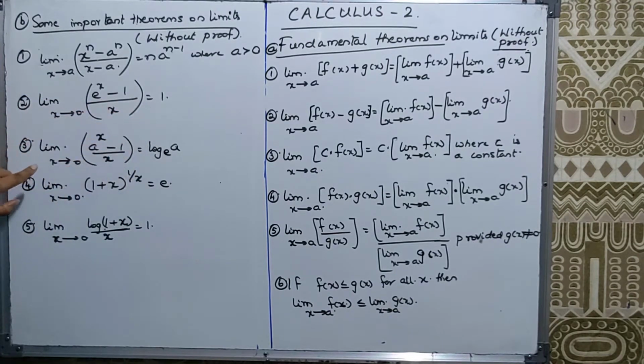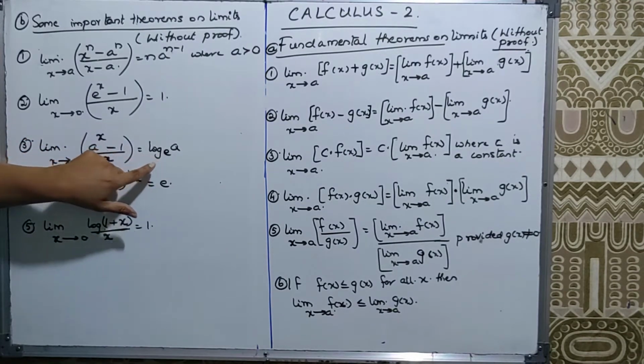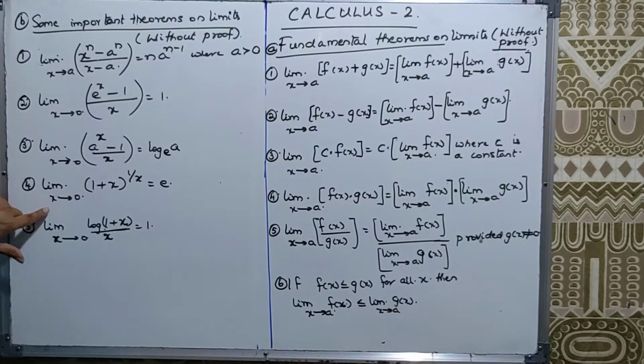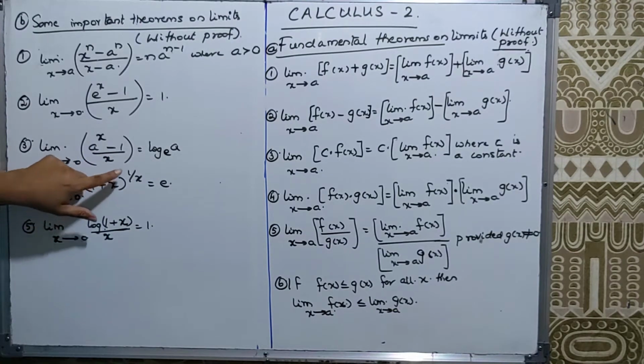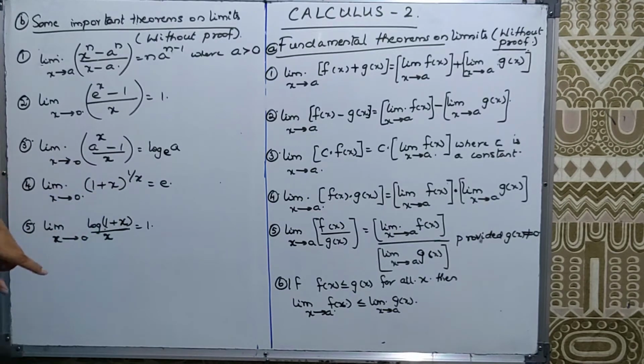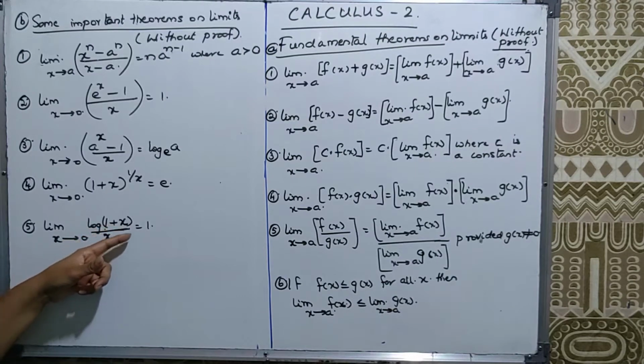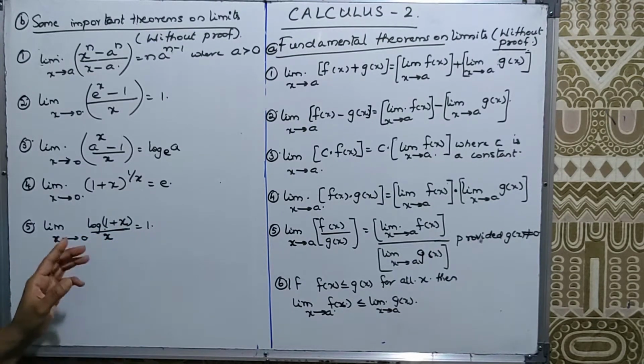Answer is 1. Next one, limit x tends to 0, a raised to x minus 1 by x equals log a to the base e. Again limit x tends to 0, 1 plus x, all raised to 1 by x, will be e. Now last one, limit x tends to 0, log of 1 plus x by x equals 1. Now we'll do the sums based on these topics.